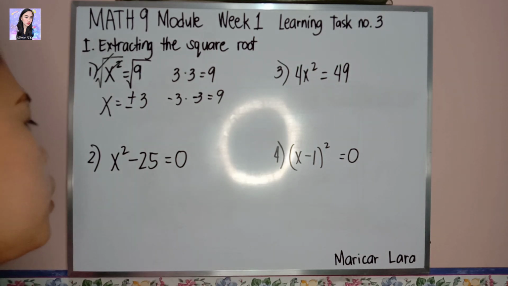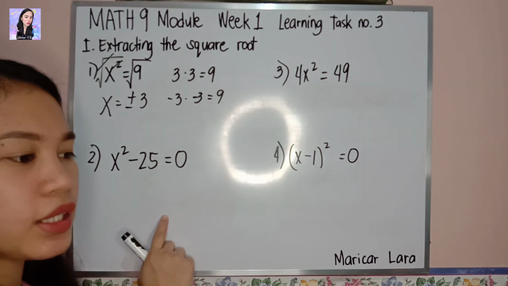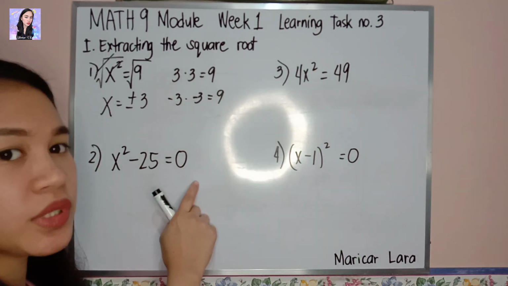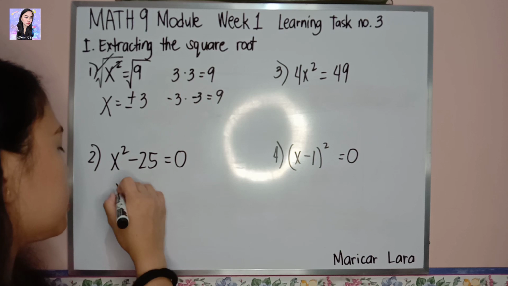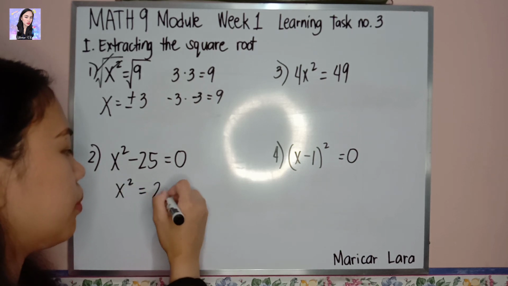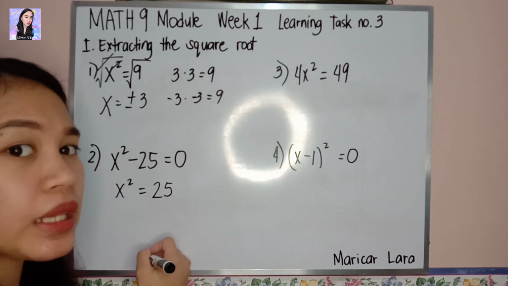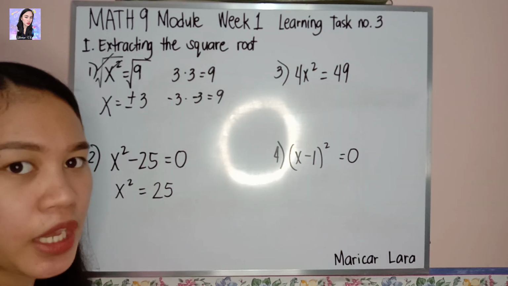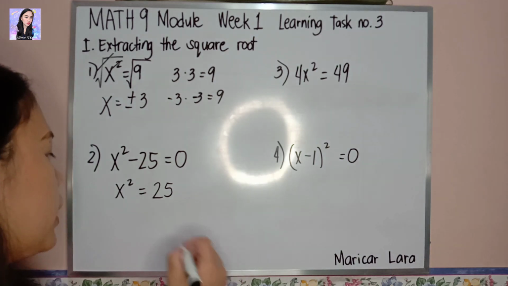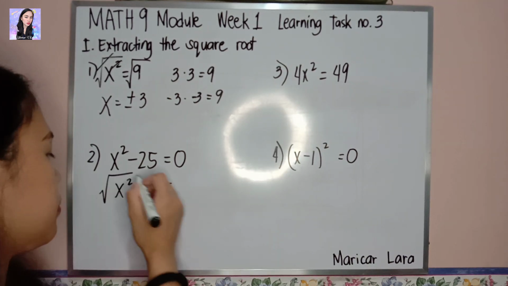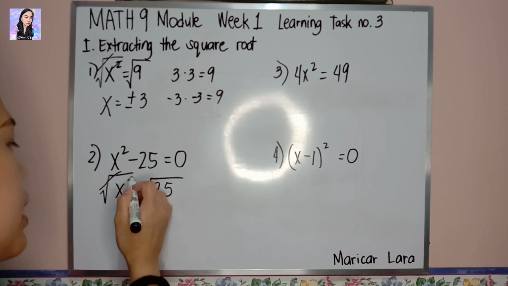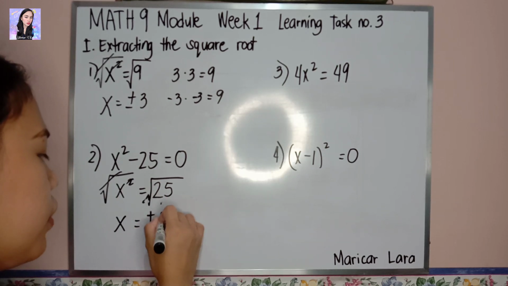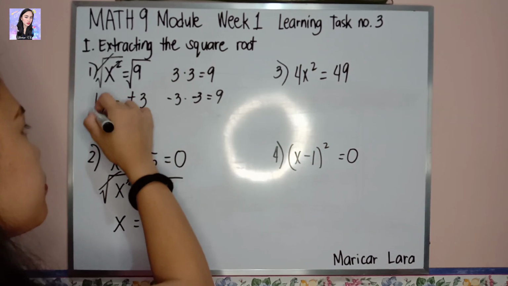Okay, next example, number 2. Ang unang gagawin natin dito ay APE. Ililipat muna natin si negative 25 sa kabila. So, x squared equals positive 25. Pag nilipat, napapalitan ng sign. Or katulad lang din po siya ng APE or additional property of equality. And then extract the square root. Kunin ng square root. Cancel. X na lang matitira. And then the answer is positive and negative 5. Okay po?